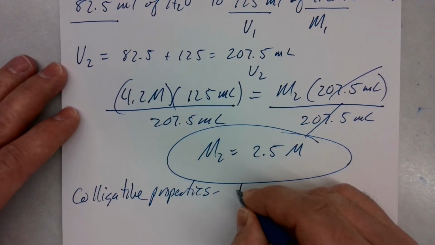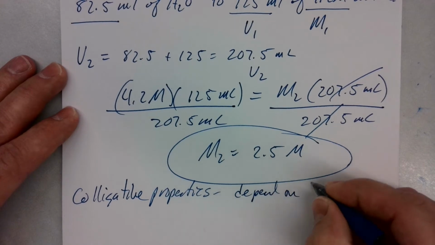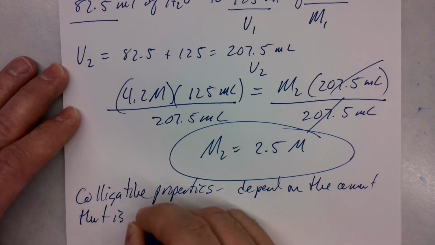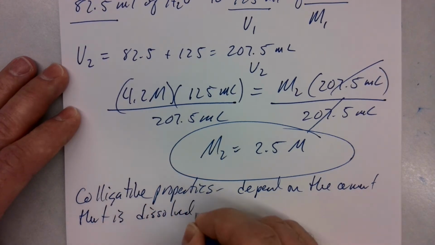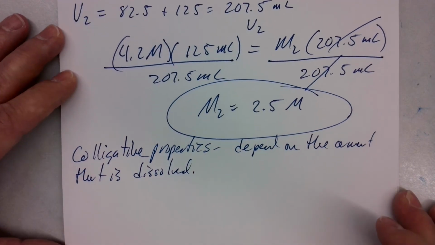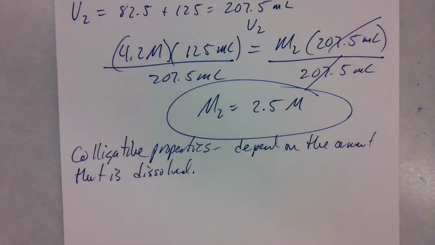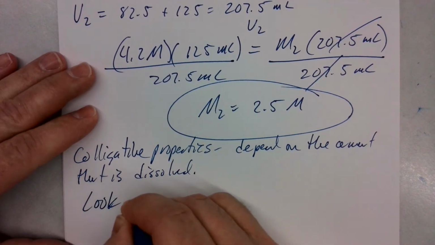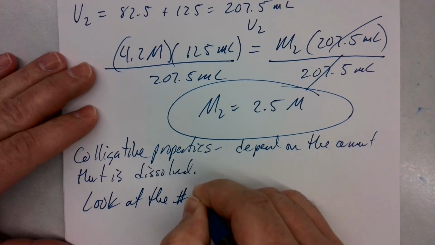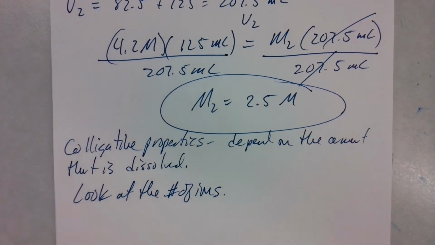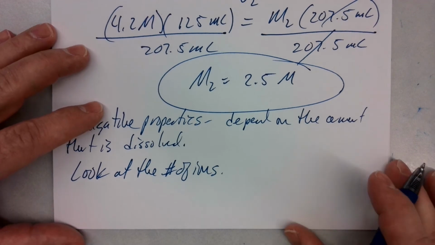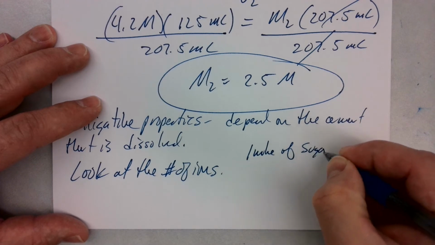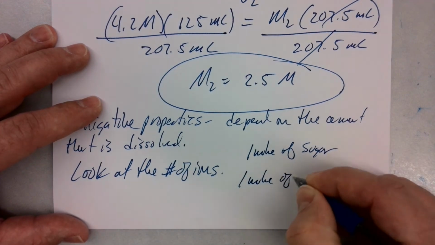Colligative properties depend on the amount that is dissolved. Now, the easiest way to answer this type of question is to simply look at the number of ions. And let me explain what I mean. Let's say I take 1 mole of sugar and I take 1 mole of salt.